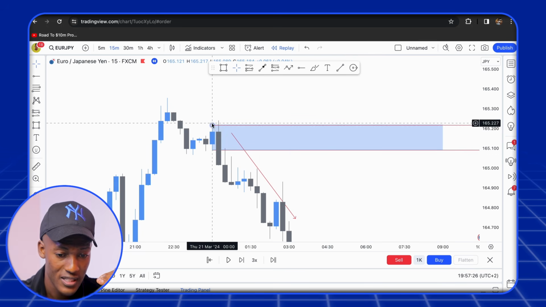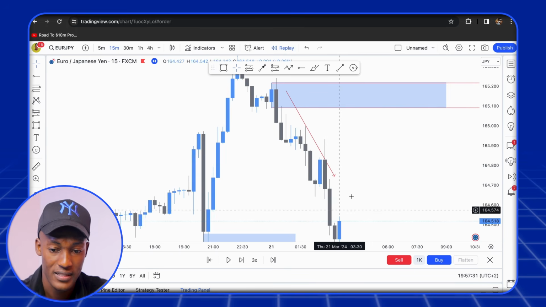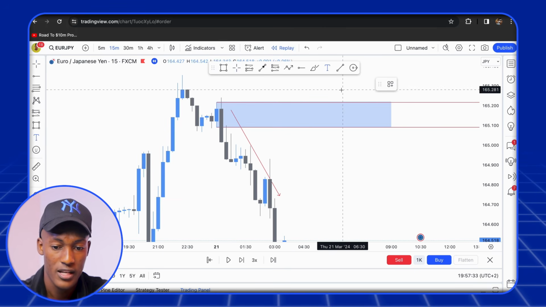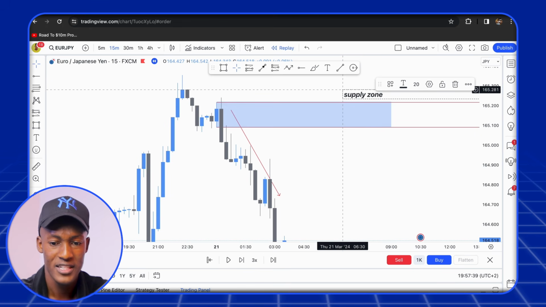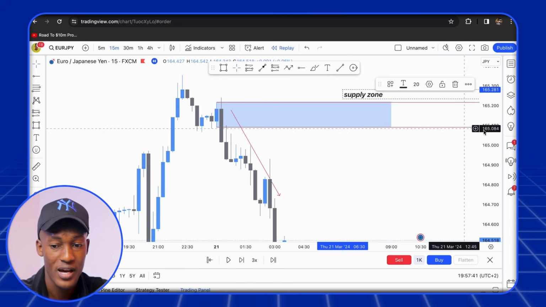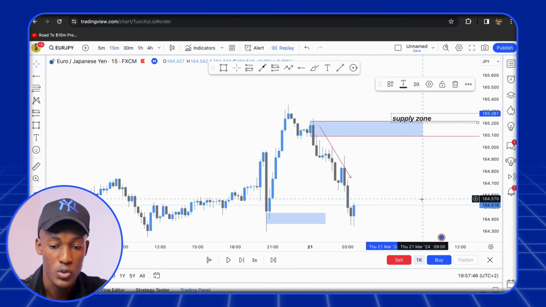Now this is it. So we have just marked this out, and now we do have our supply zone marked out. So let me just go ahead and mention this. So this is going to be a supply zone. Now what does this mean? Well, all we need to watch out for now is the price coming back to this area, and then we shall be able to take our sales.